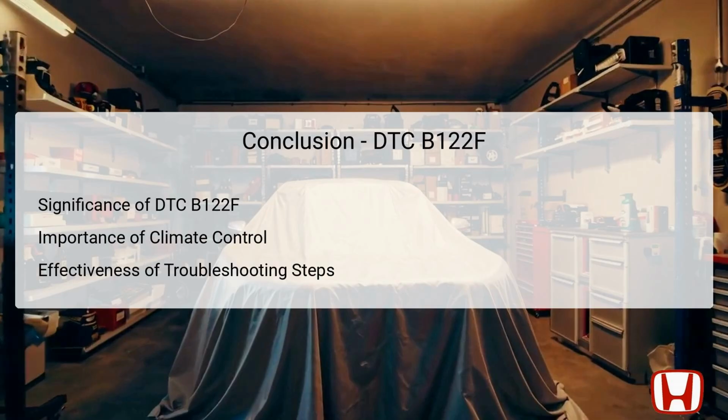The troubleshooting steps provided offer a systematic approach to diagnosing and resolving the issue effectively. By following these sequential steps, inspecting the external circuits, the climate control switch, and the climate control unit, technicians can pinpoint the root of the problem and implement the necessary repairs. Ensuring the climate control system is operational not only provides comfort for passengers, but is also crucial for maintaining visibility, thereby enhancing overall vehicle safety.